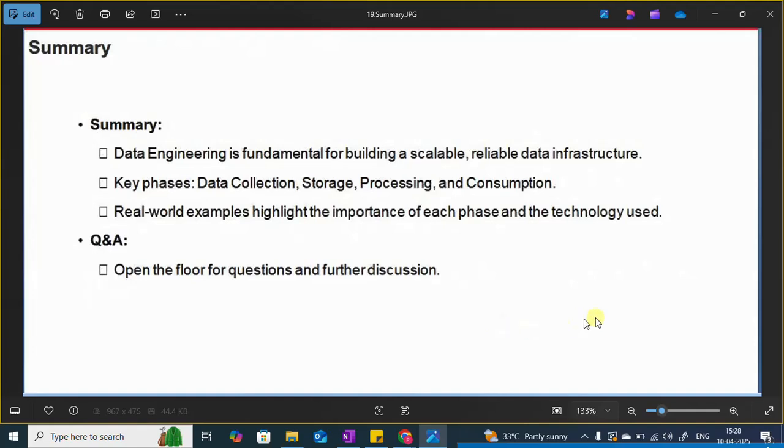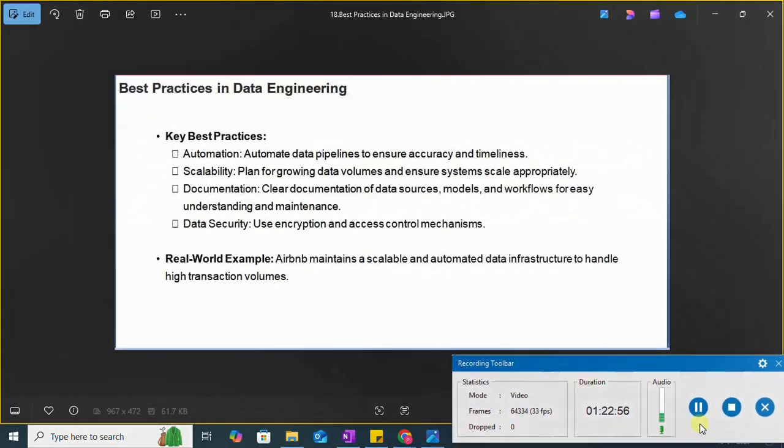Q&A, opening the floor, obviously that is not part of the agenda. Okay, fine. So these are the things that we covered as part of today's discussion, guys. Any doubts so far?